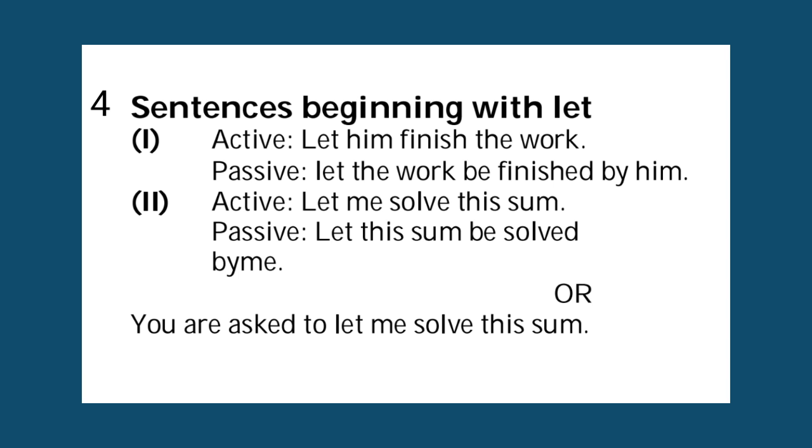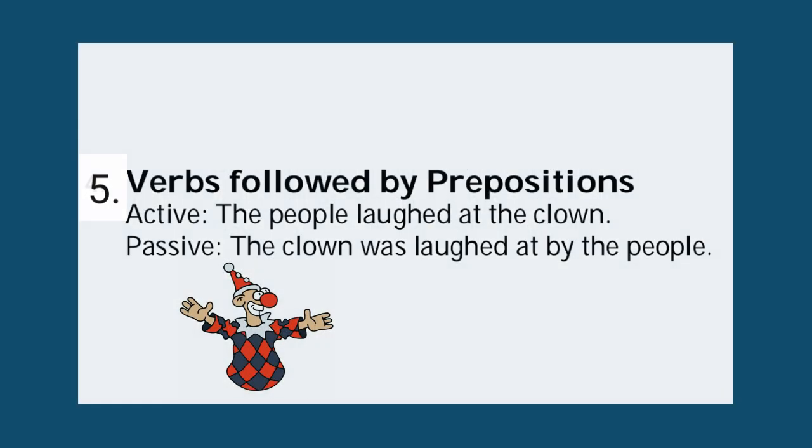Look at the second example: let me solve this sum. How can we change that sentence into passive? Let this sum be solved by me. Or we can write the same sentence in another way without changing the meaning: you are asked to let me solve this sum. Okay, but in the usual case we can use let this sum be solved by me. That's enough.